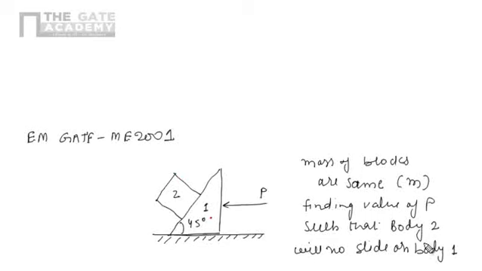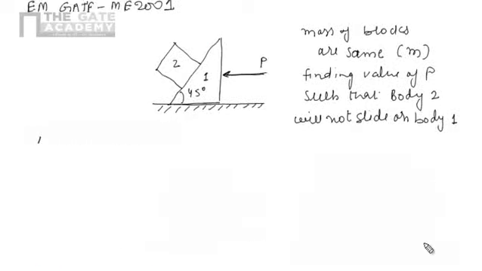I will just repeat this question. There are two blocks, 1 and 2. Both have the same mass m, and we are applying the force P in a horizontal direction. Now we have to find the value of P such that body 2 will not slide on body 1. So it's a kind of equilibrium problem, and we have to draw the free body diagram for solving it.